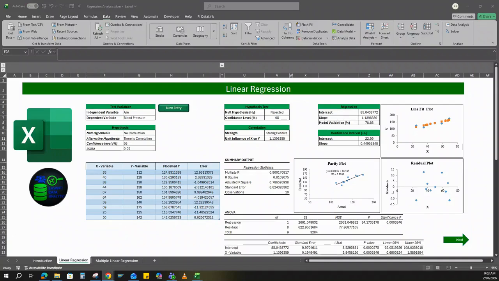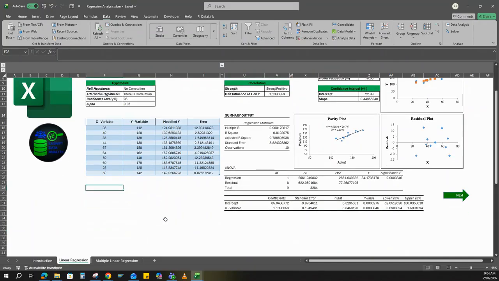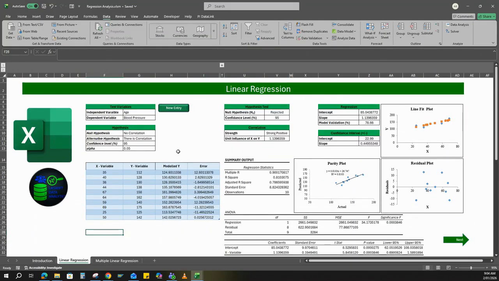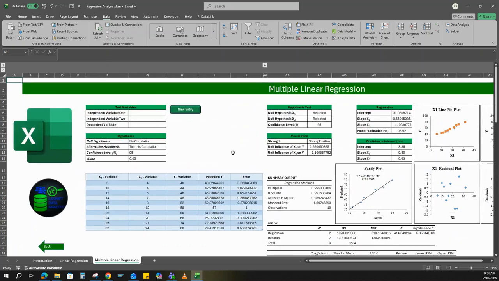In the previous video, we looked at the linear regression model, where one variable is influenced by a single independent variable. Now, there are cases where two variables influence the outcome of a dependent variable. That is when we carry out multiple linear regression. So in this example, we will look at multiple linear regression. We will use this template to carry it out.